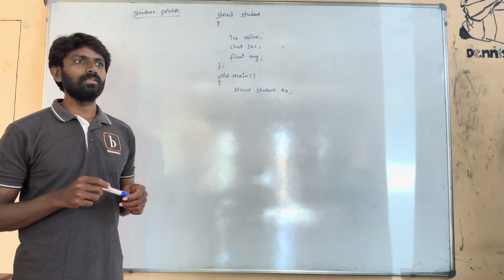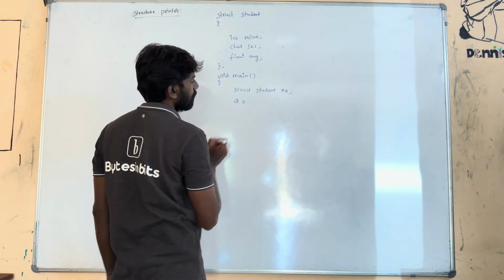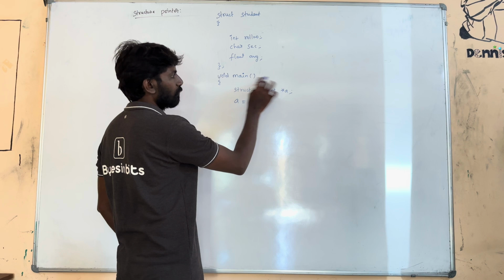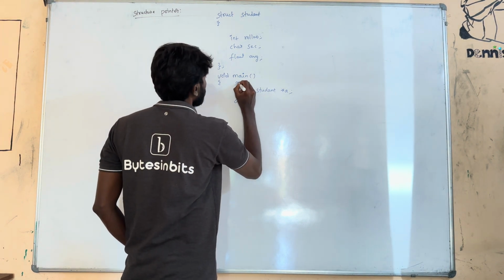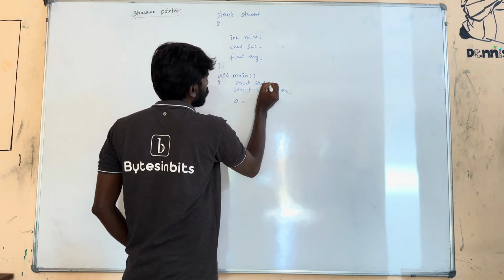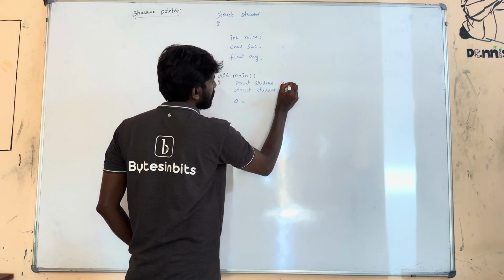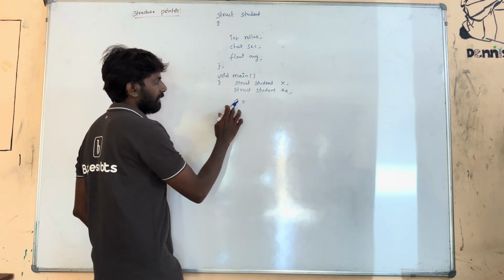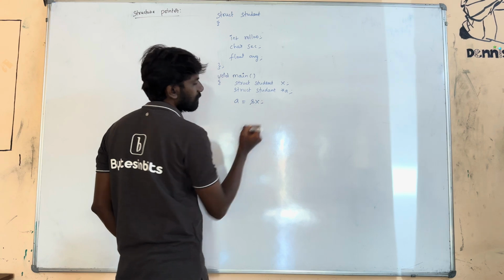A equal to address of... First we have to declare some structure variable. Struct student X. Then A is equal to address of X. So now in A, what are you trying to store? Address of X.